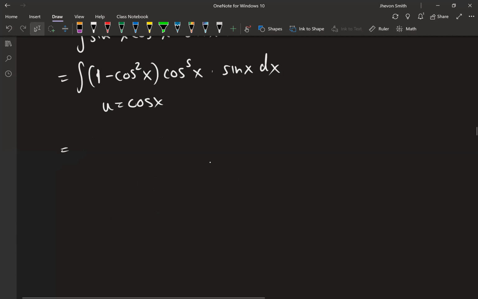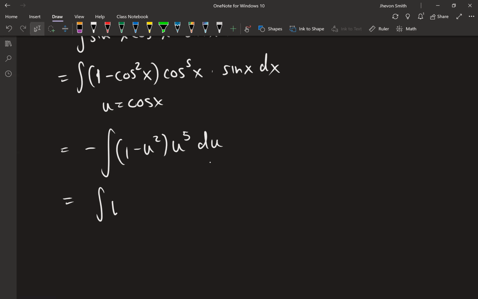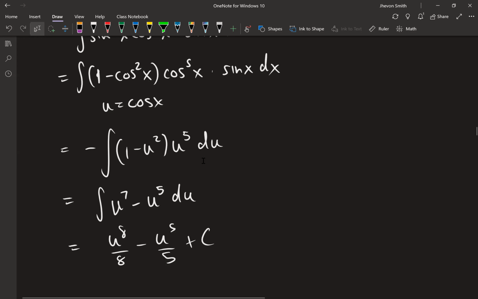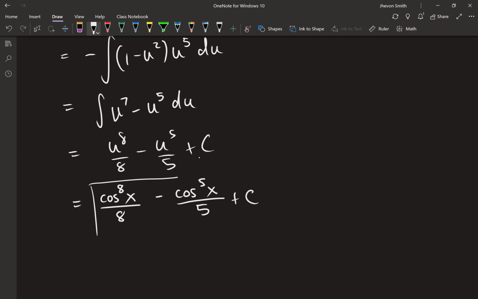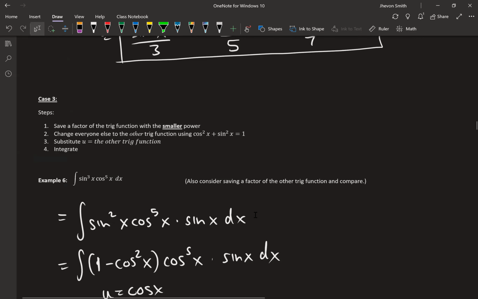This is going to give me the integral minus the integral of 1 minus u squared, u to the fifth, du. I can expand this. This is going to be u to the seventh minus u to the fifth, du. This is going to be u to the eighth over 8 minus u to the sixth over 6 plus constant. And our u was the cosine. So this is going to be cosine to the eighth minus cosine to the fifth plus constant. What was the question, actually? Let me check. Oh, the original was sine cubed times cosine to the fifth.